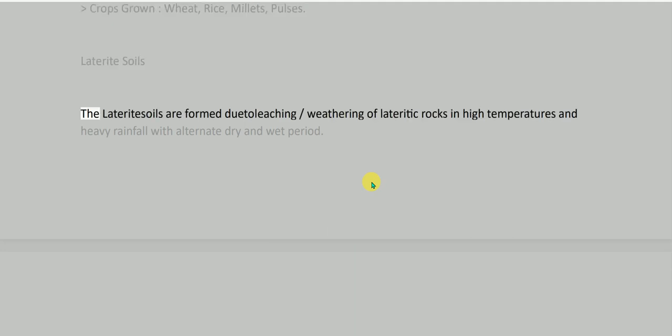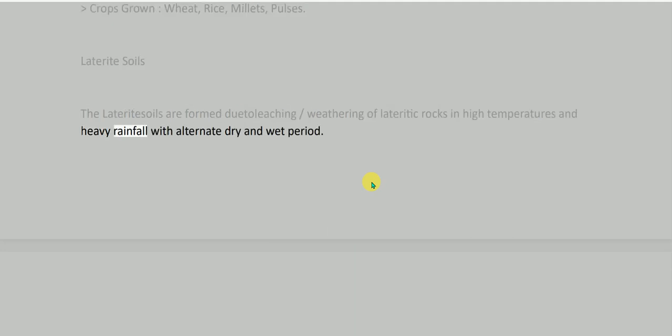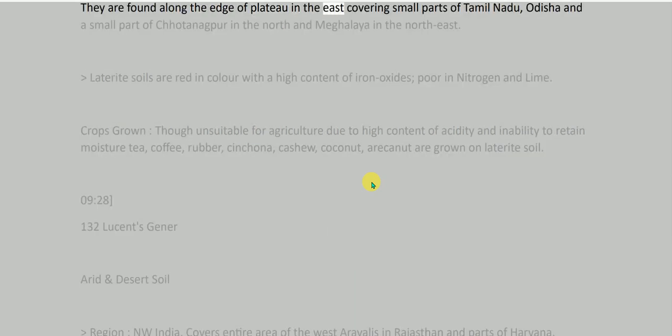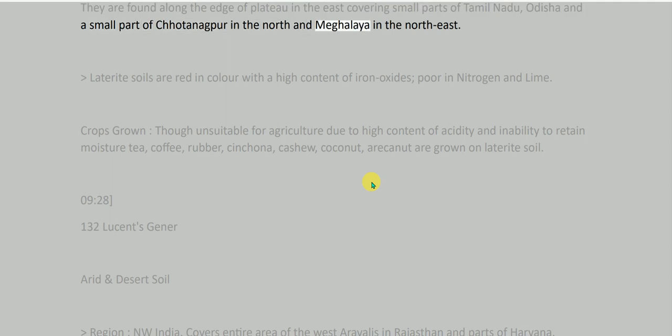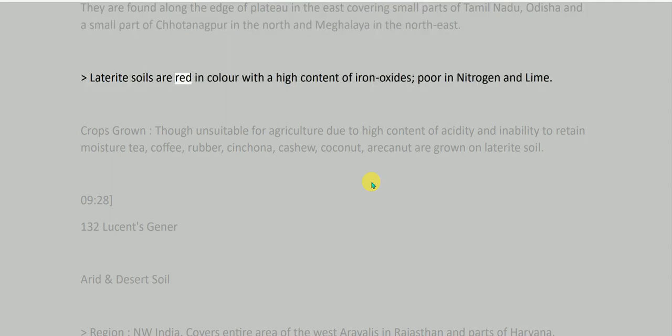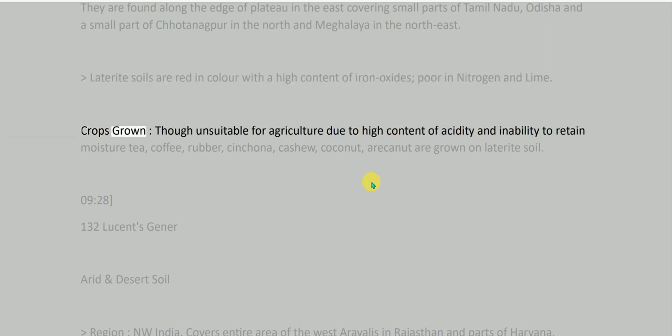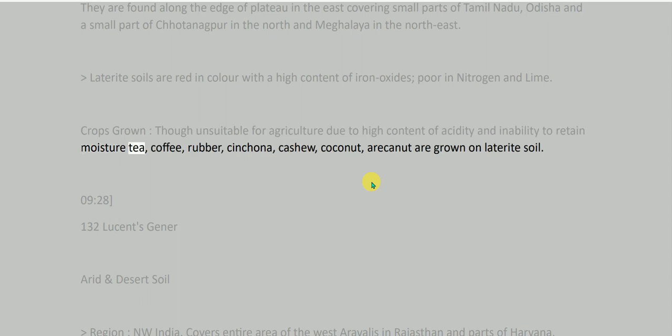Laterite soils. The laterite soils are formed due to leaching and weathering of lateritic rocks in high temperatures and heavy rainfall with alternate dry and wet periods. They are found along the edge of the plateau in the east covering small parts of Tamil Nadu, Odisha and a small part of Chotanagpur in the north and Meghalaya in the northeast. Laterite soils are red in color with a high content of iron oxides, poor in nitrogen and lime. Crops grown: though unsuitable for agriculture due to high content of acidity and inability to retain moisture, tea, coffee, rubber, cinchona, cashew, coconut, arecanut are grown on laterite soil.